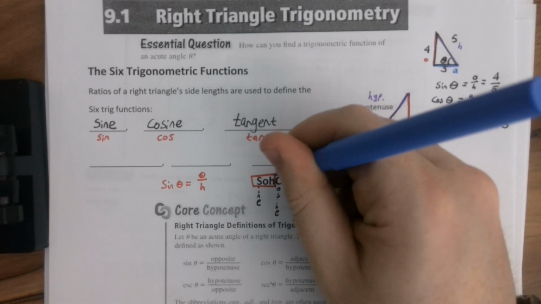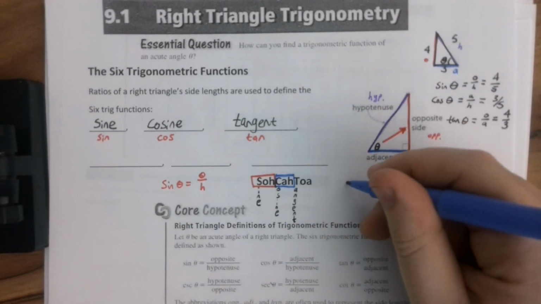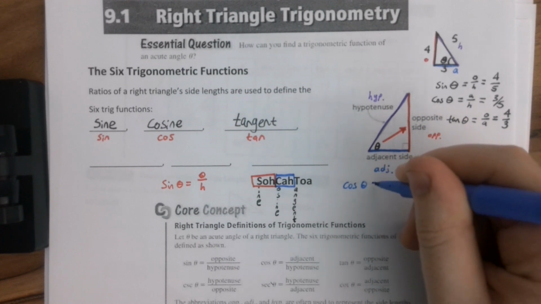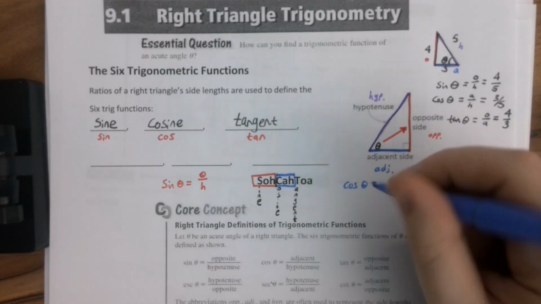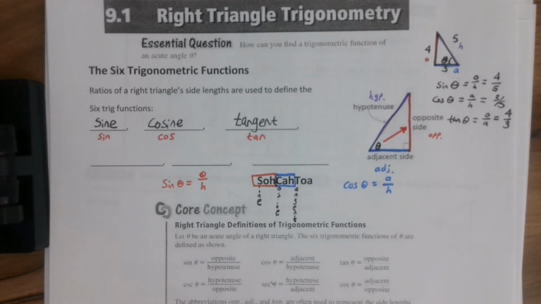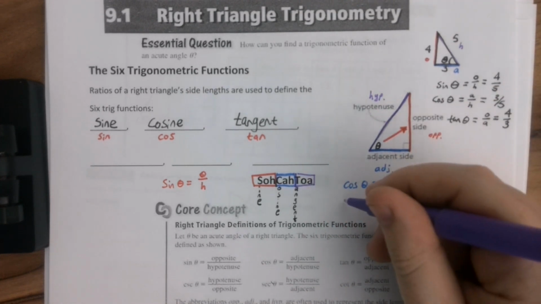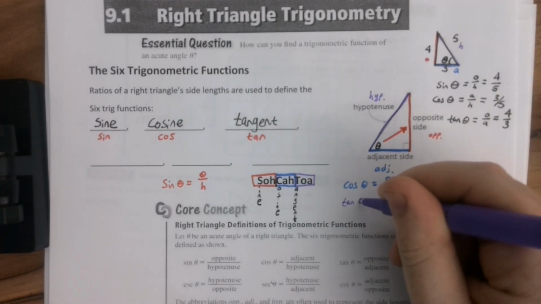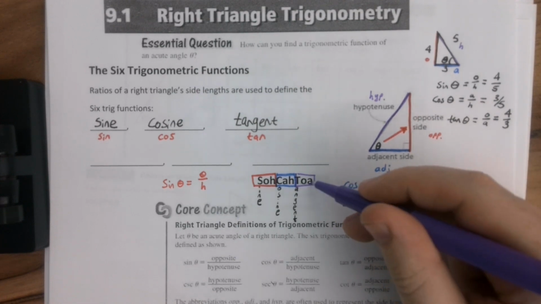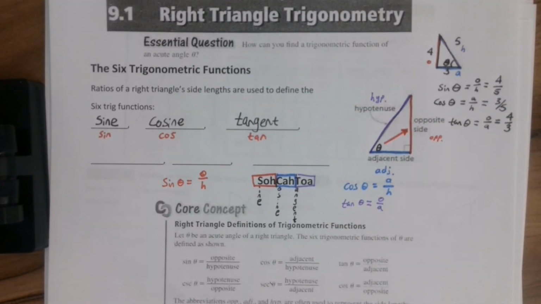The CAH, the Ka part of SOHCAHTOA, stands for cosine of theta is A, for adjacent, and H, for hypotenuse. So it's the adjacent divided by the hypotenuse. And last but not least, for TOA, that's the tangent of theta equals O divided by A, which is the opposite over adjacent. Just a neat way to memorize it.